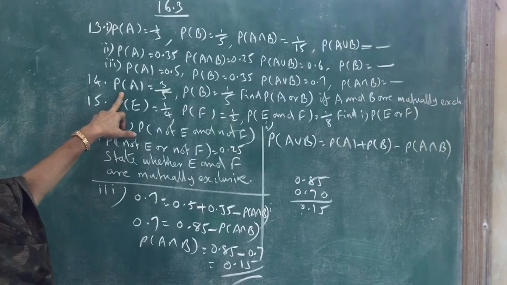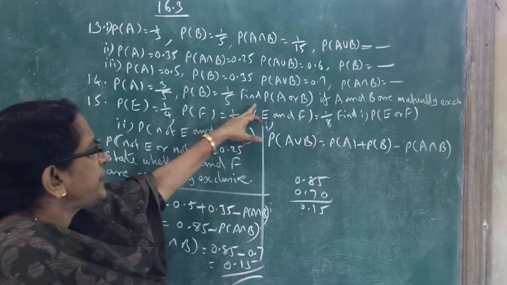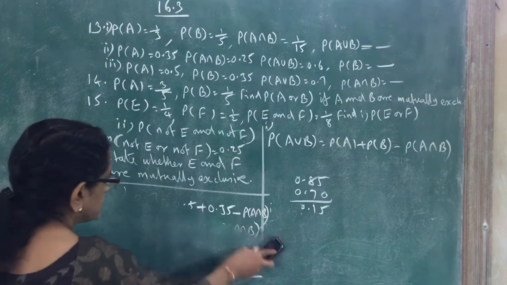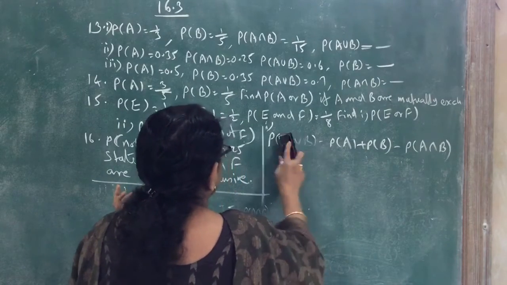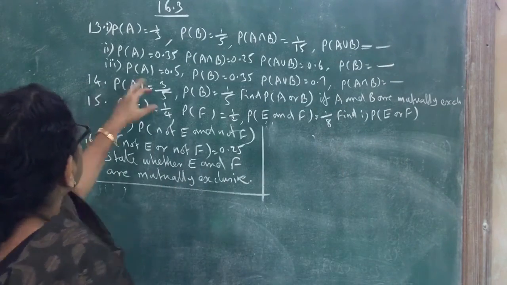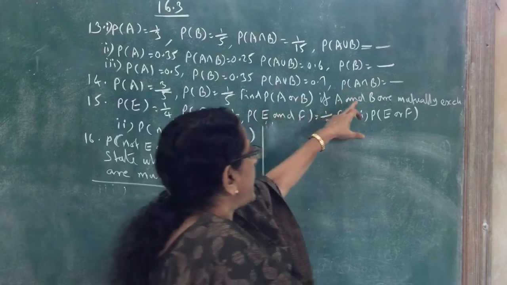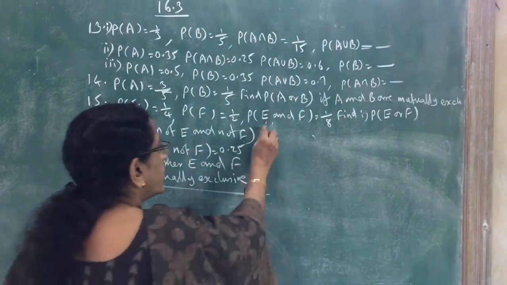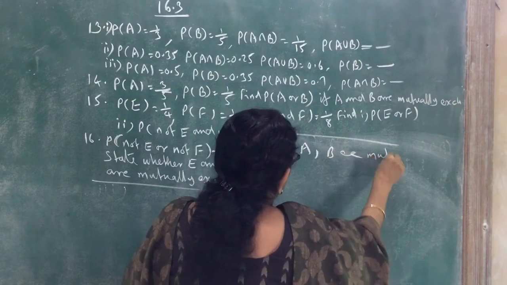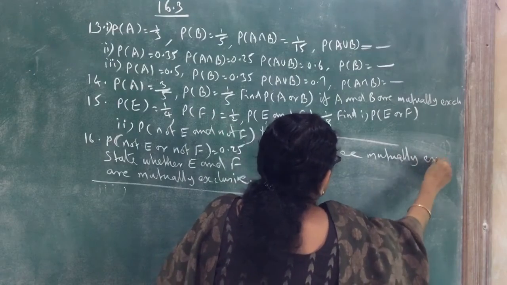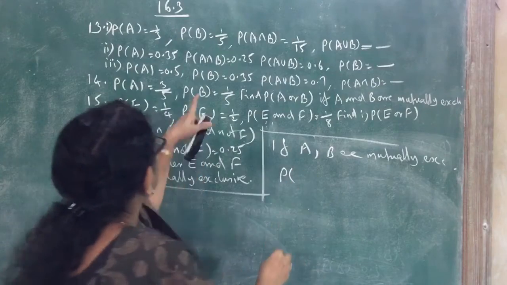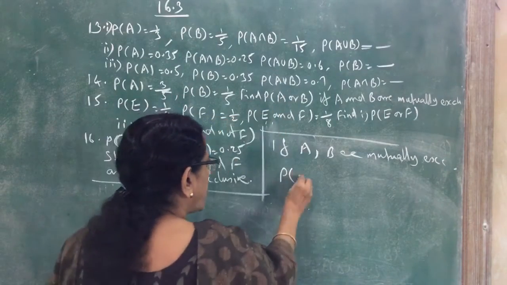Now the 14th one: probability of A is given, probability of B is given. Find the probability of A or B. Probability of A or B, that means probability of A or B if A and B are mutually exclusive. We know the formula if A and B are mutually exclusive. Probability of A or B is the same as probability of A union B.